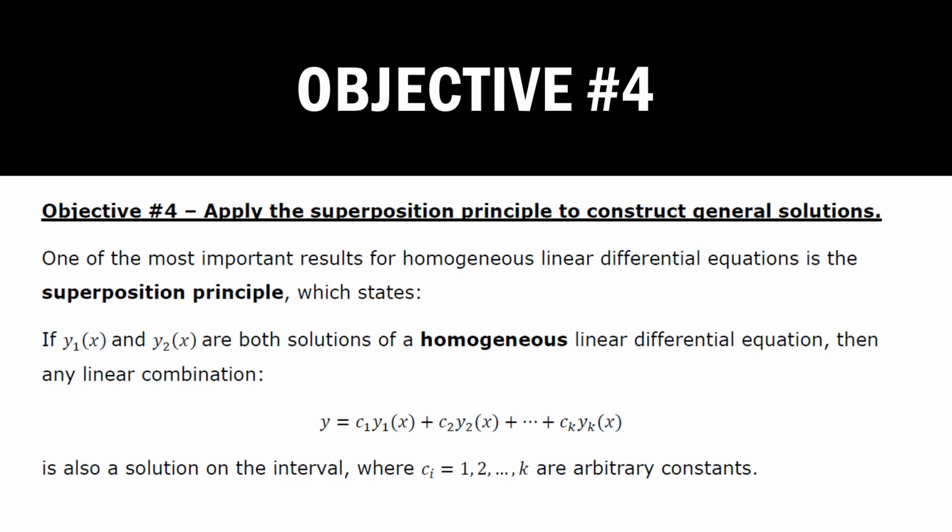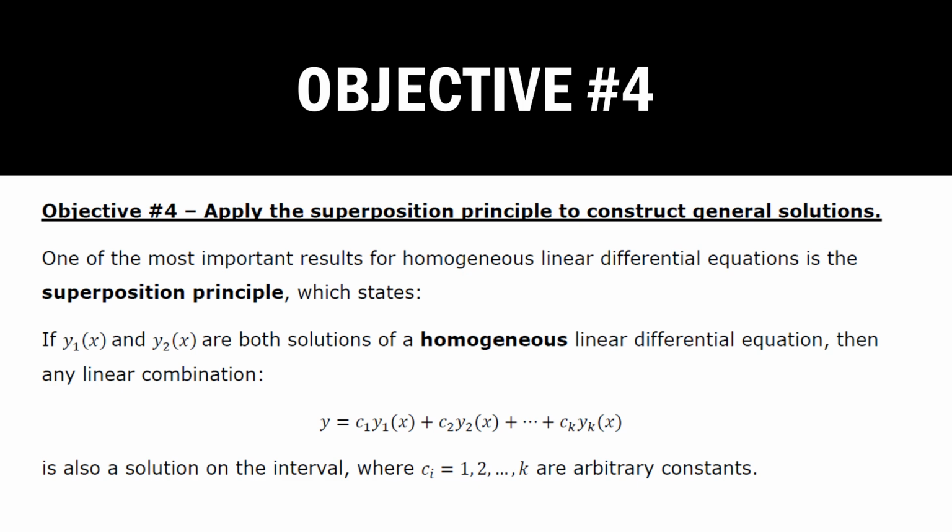And that would be y equals c sub 1 times y sub 1 of x plus c sub 2 times y sub 2 of x. And it continues on depending on how many other solutions you have for your homogeneous linear DE. And this would be considered a solution on the interval, where the c's are, again, the constants present in your solution, depending on how many solutions you have to your DE.